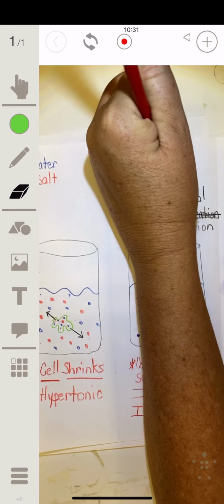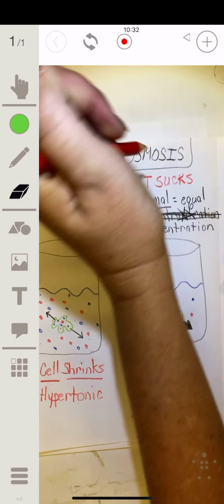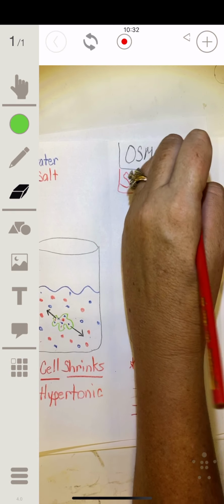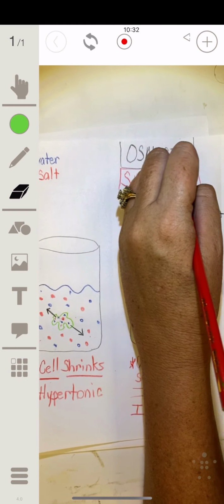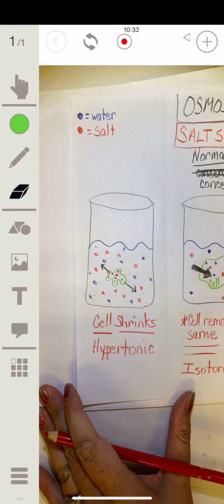So wherever you have the highest salt concentration is wherever you're going to see the movement of the water. Salt sucks. In the middle, it didn't matter because you were looking at the equal movement of water. But in the left and the right, it does matter because wherever you have the highest salt is where the water moves. Water moves towards salt.